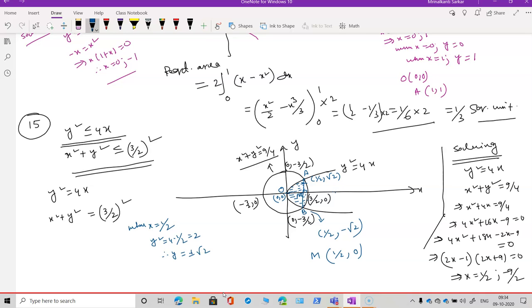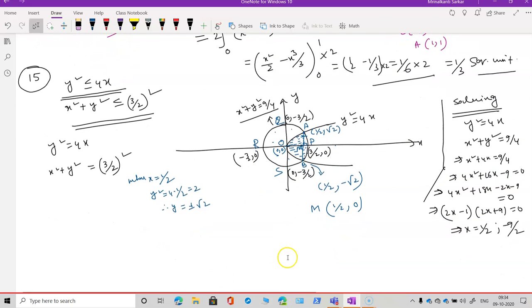Alright. Now for the circle, you take 0, 0. 0 square plus 0 square is less than 9 by 4. So all the points will be inside only, inside the circle and inside the parabola. As they are intersecting here, the common region is going to be this only. O, A, suppose this point is P. So the common region is O, A, P, B, O. This is the common region.